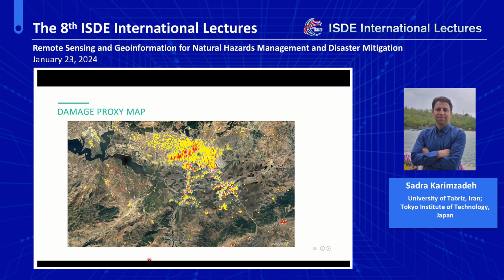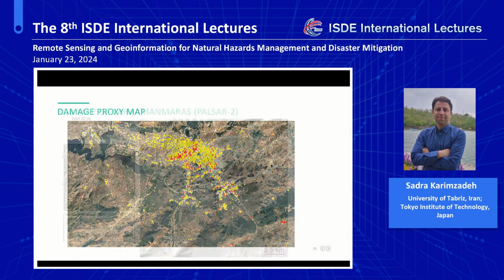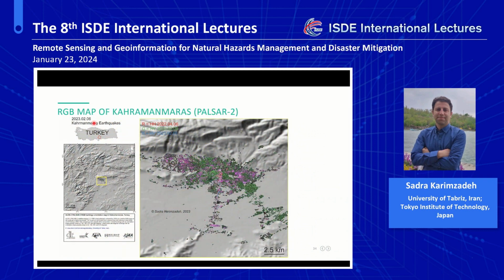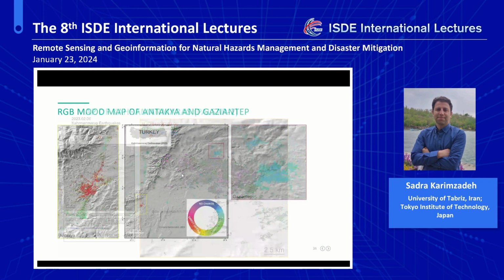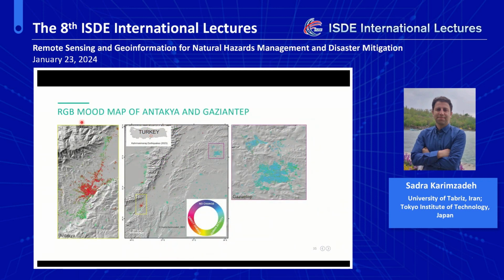And here also you see a damage proxy map for Kahramanmaraş. Red pixels are possibly totally collapsed buildings. And also you can extract useful information about the orientation of buildings, whether they are diagonal buildings or horizontally or vertically constructed buildings. Here, green pixels are diagonal buildings, pink pixels are horizontal or vertical buildings. And the mood of cities can be extracted as well.